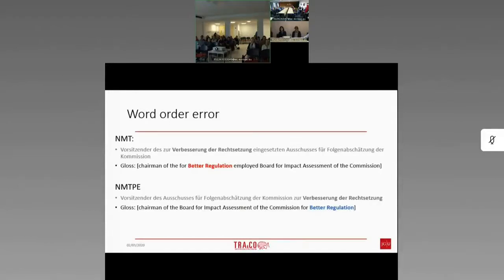Then we have word order errors. Again, a very, very literal translation here, just for those who don't speak German. The term that we're interested in here is Verbesserung der Rechtsetzung. Better regulation in red, so the machine translation puts it roughly there, and the post-editor then puts it right back at the end of that part of the sentence. So that would be the correct translation, but in the wrong place, word order error.